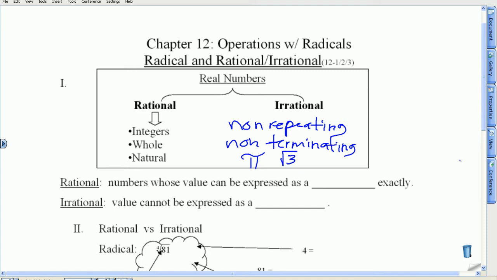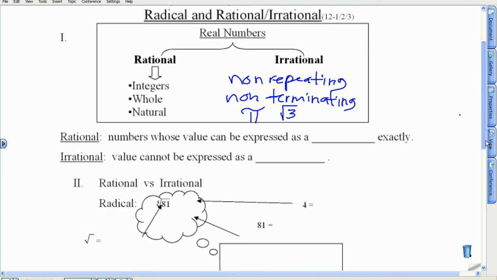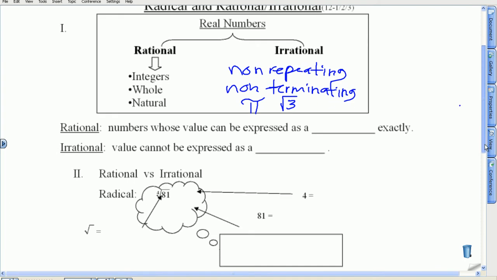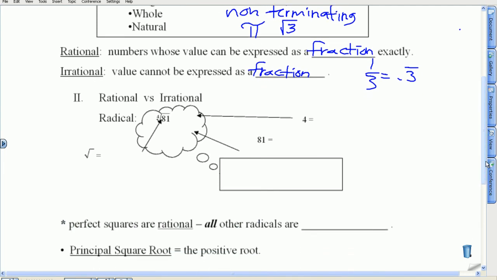If I take the square root of 3 on the calculator, it is not going to terminate. It is not going to repeat. So radicals, some of them are rational, some of them are irrational. Rational numbers' value can be expressed as a fraction. For example, 1/3 is 0.3 repeating. It's a repeating decimal. I can write it as a fraction. Irrational numbers cannot be expressed as a fraction. If they don't repeat or terminate, there is no calculation that can be done to convert that into a fraction. All right, rational versus irrational numbers.